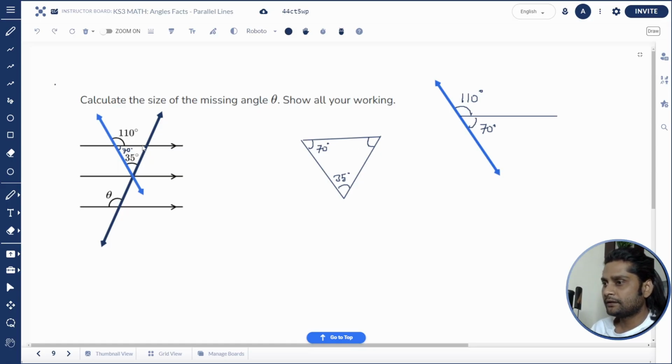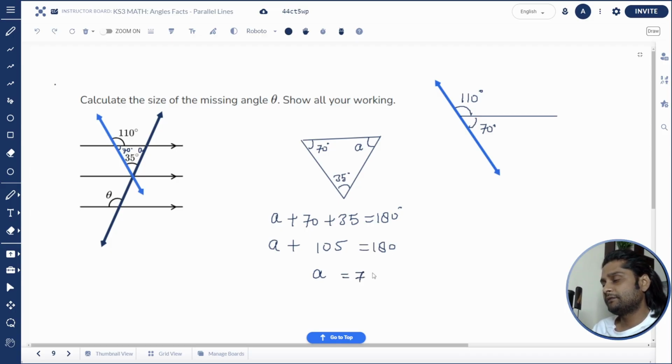Let's say this angle is, we can use any symbol. Suppose say this is A, for example, right? If this is A, we can still use the angle sum theorem. A plus 70 plus 35, they still add up to 180 degrees. We simplify this equation, it becomes A plus 105 equals 180. When you subtract 105 from both sides, you get 75 degrees.